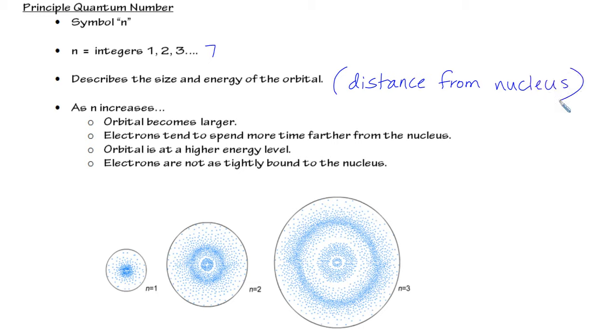So obviously as I go to energy level 3, 4, 5, 6, 7, those electrons are further and further from the nucleus. Now a couple things happen here. Obviously the orbital is larger. The electrons tend to spend more time further from the nucleus. Look at these last two. The orbital is at a higher energy level as n increases. The electrons are not as tightly bound to the nucleus, which we'll talk about a little more when we get into some periodic trends. These last two can create an unstable situation.